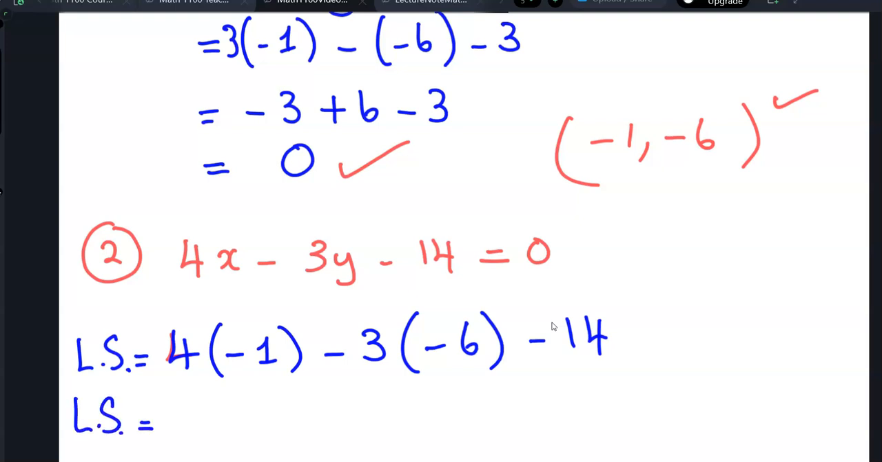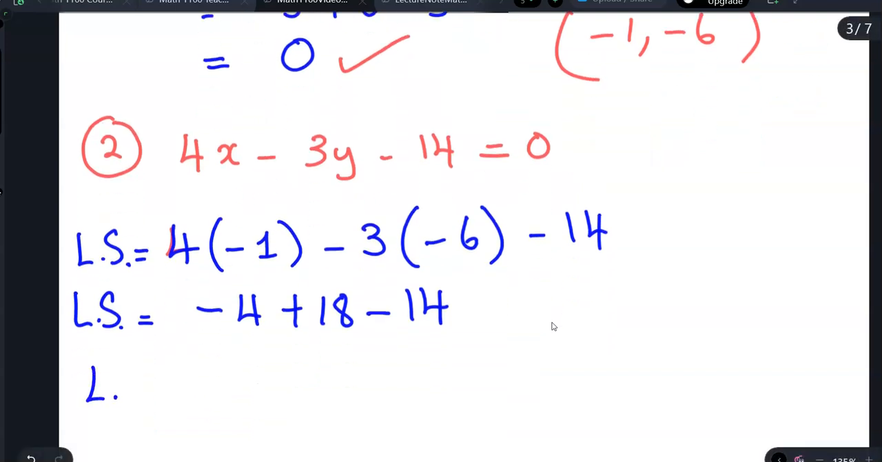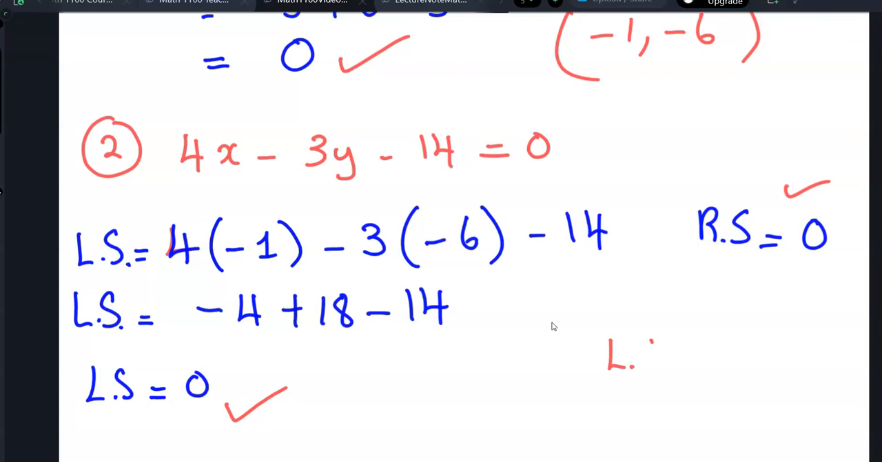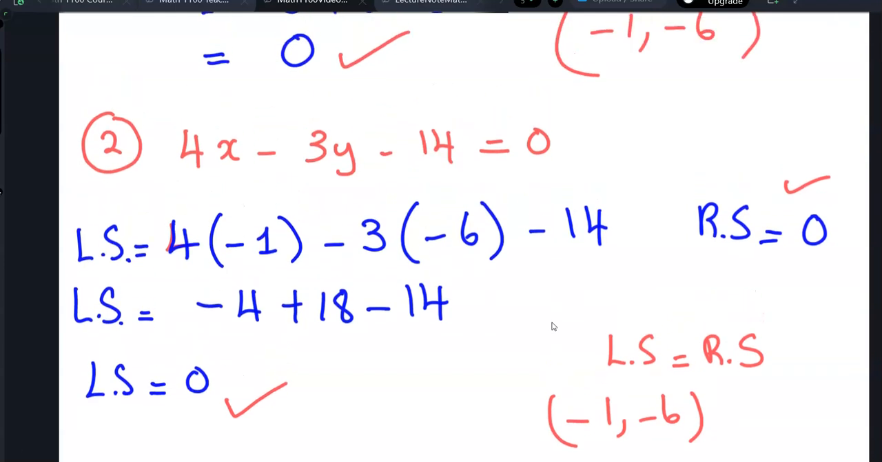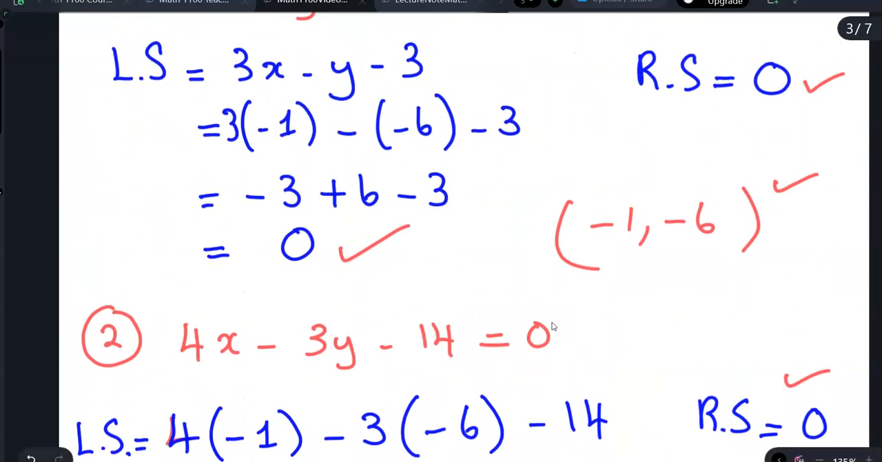So this multiply should give me negative 4, positive 18, minus 14. So this is true. So this is equal to 0. And the right hand side also equal to 0. Therefore, I conclude that left side equal to right side. So minus 1, minus 6 is the solution for this equation number 2. So it stays true for equation number 2.